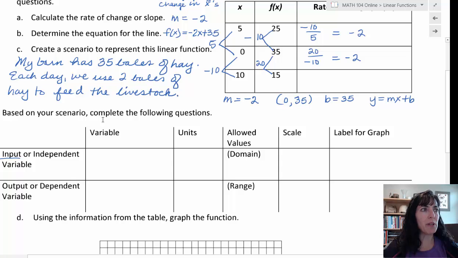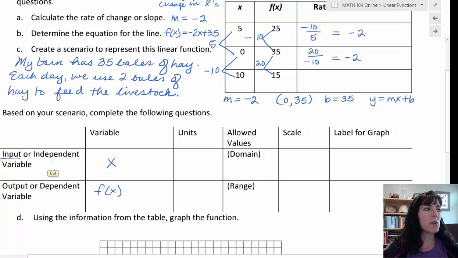Based on your scenario, complete the following questions. The input or independent variable is always going to be your x, or whatever is in that first position on your table, and in our table it is an x. And then our y value, or our dependent variable, is the f of x.